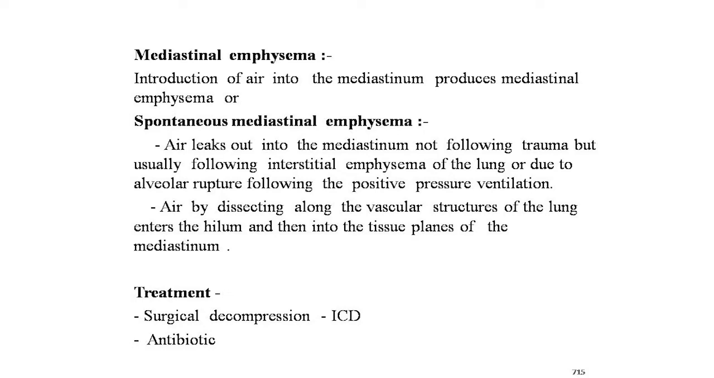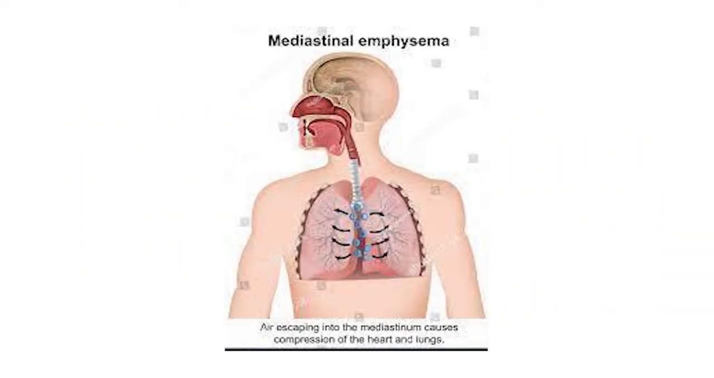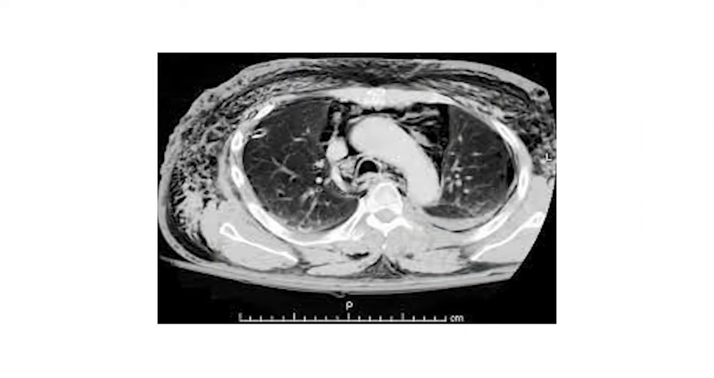Physical sign is crepitus in the sternal notch. Chest X-ray is diagnostic. Treatment is surgical decompression, ICD, intercostal drainage with water sealed bag, thoracotomy if needed, and antibiotic cover should be given. Now here is a typical picture of mediastinal emphysema, where the air leaks usually through a rent in the tracheobronchial tree, and air is clearly seen in the mediastinum. Now this is the second image showing mediastinal emphysema. This is the CT image showing the leakage of air from the tracheobronchial tree.